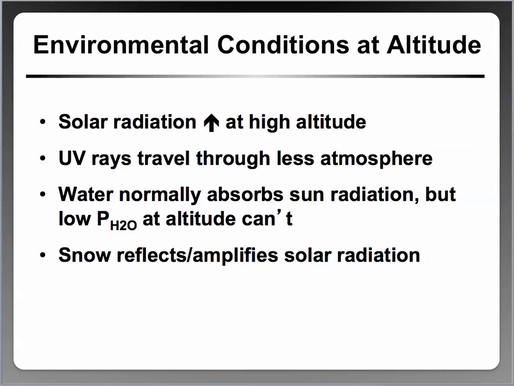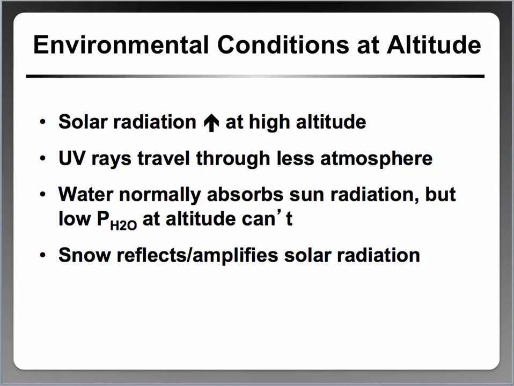You have these molecules that can basically absorb radiation. So if at sea level I have 24 miles of these molecules versus at the top of Mount Everest I only have 8 miles, that's a lot fewer molecules to be able to absorb the radiation. So the ultraviolet rays are basically traveling through a lower amount of atmosphere.